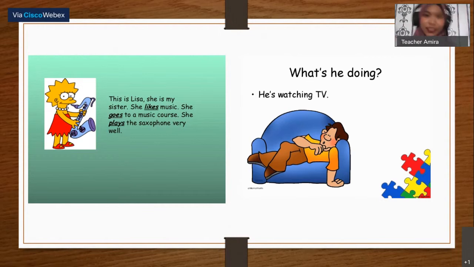And we're gonna learn English for today. And today, English, I have a prepared lesson for Form 5 students.